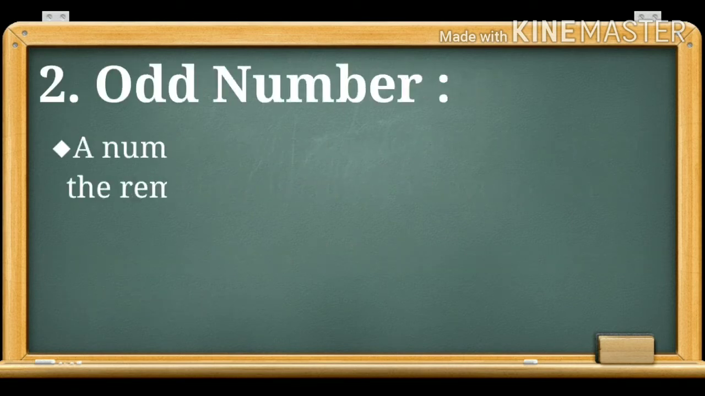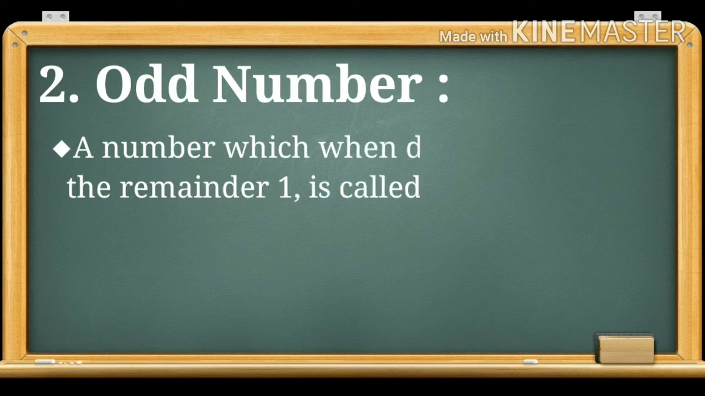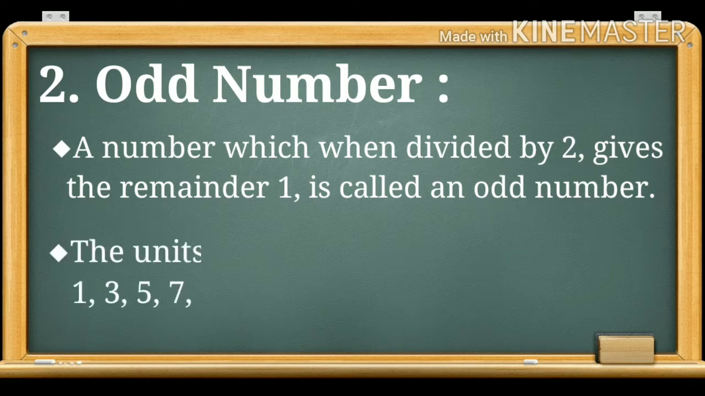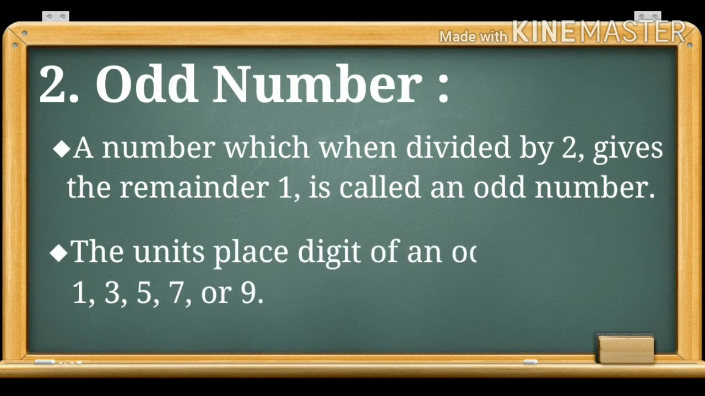Next is odd number. A number which when divided by 2 gives the remainder 1 is called an odd number. And the units place digit of an odd number is 1, 3, 5, 7 or 9.